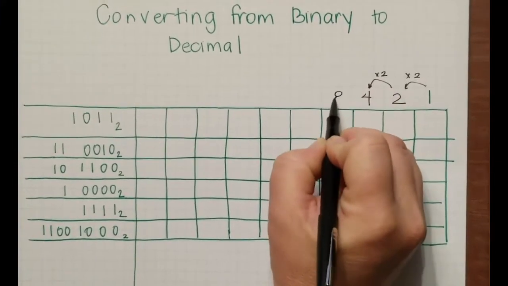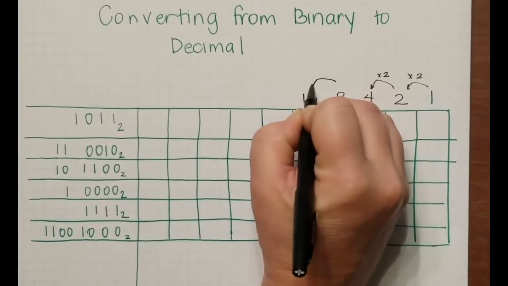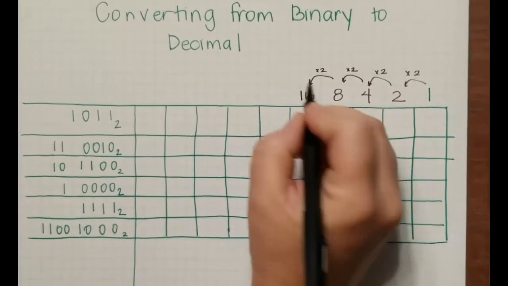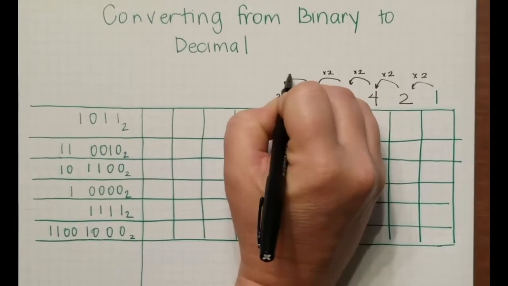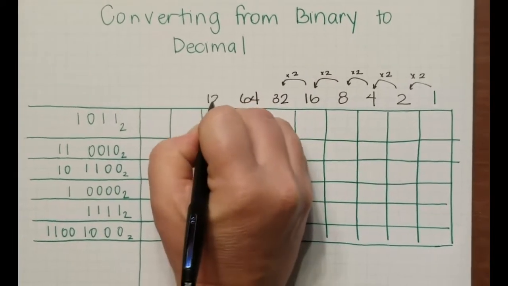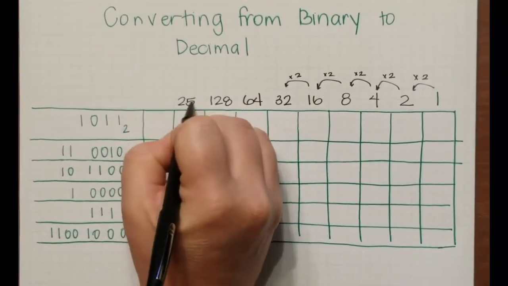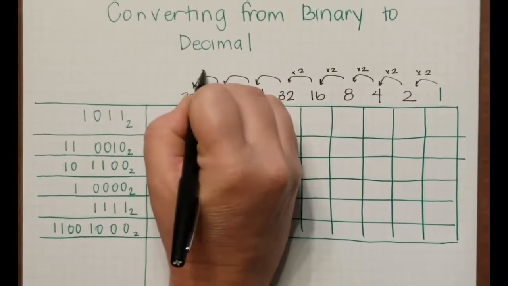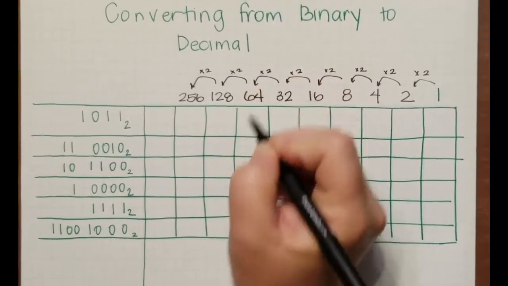So this one's worth 8, right? And this one, multiply by 2 again, 16. So this one's going to be 64, right? Then 128, right? 256. And every time we move over to the left, we're multiplying by 2.